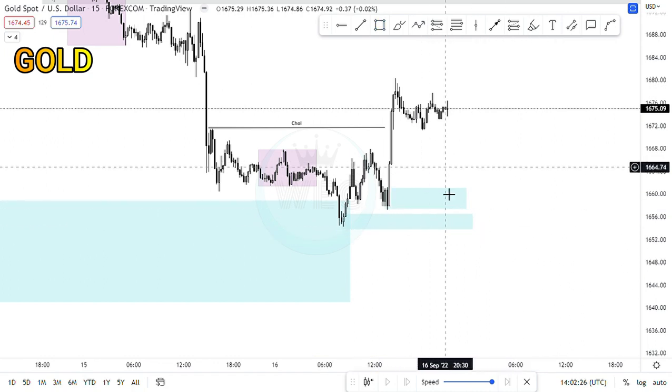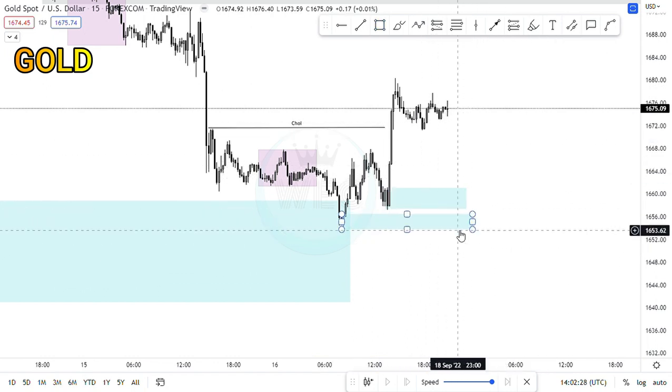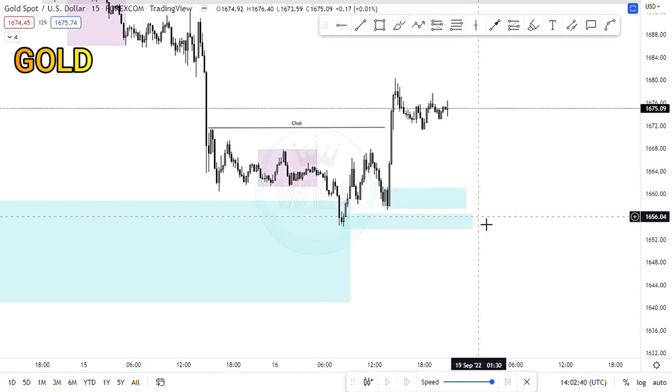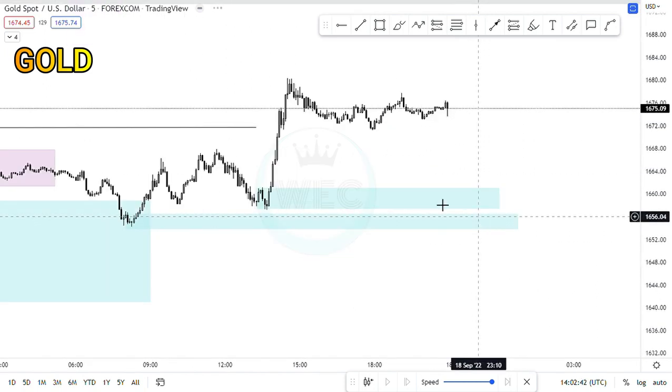Now in as much as I have marked these demand zones in here, mind you, I always say that we are reacting to price. So whatever price is telling us at that particular point in time, that is what we will be looking at. Okay, so currently these are the points of interest that we are looking at. We can go into lower time frames and refine them.